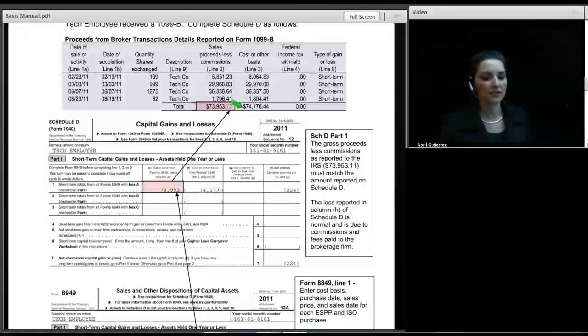This is the cost basis. This is the sales proceeds, and it is normal on sale of ISOs and ESPPs to have a small loss.